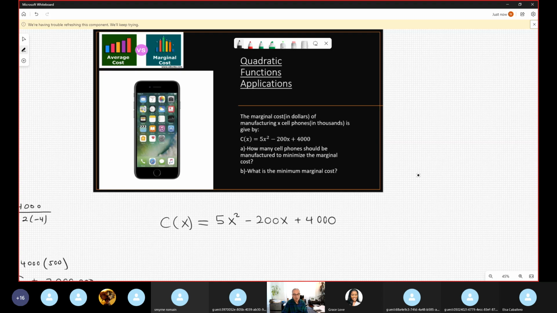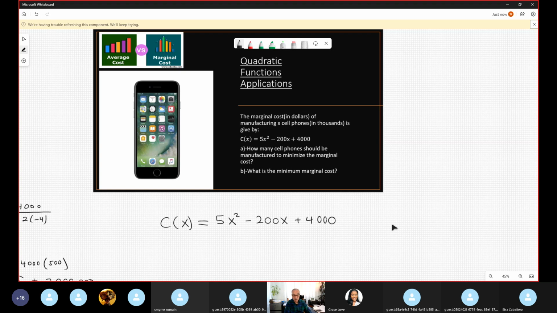This equation gives me the relationship between the amount of cell phones and their cost to manufacture. How many cell phones should be manufactured to minimize the marginal cost? And what is the minimum marginal cost? Okay, it's similar.